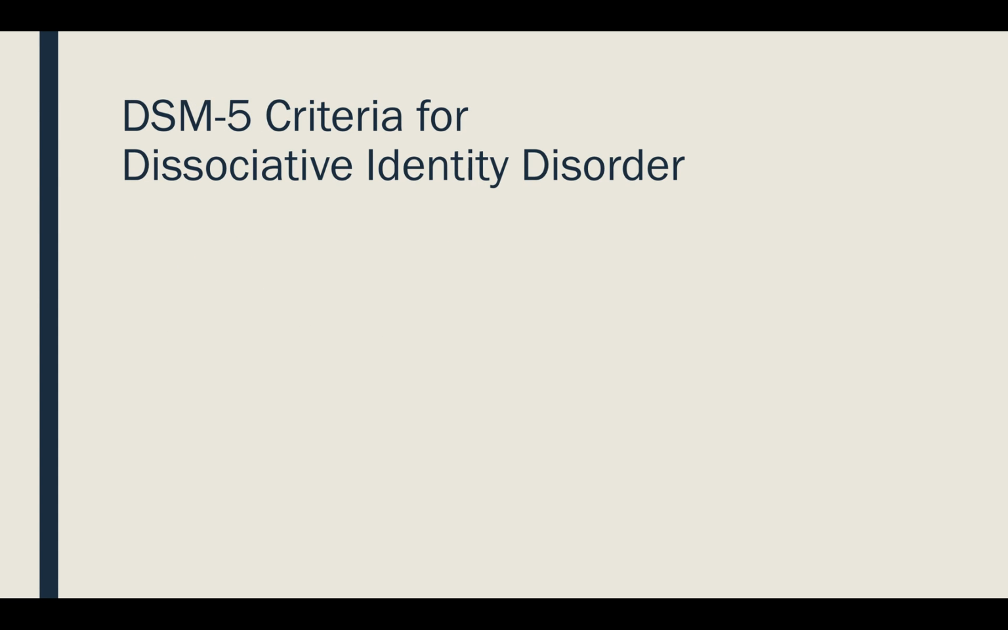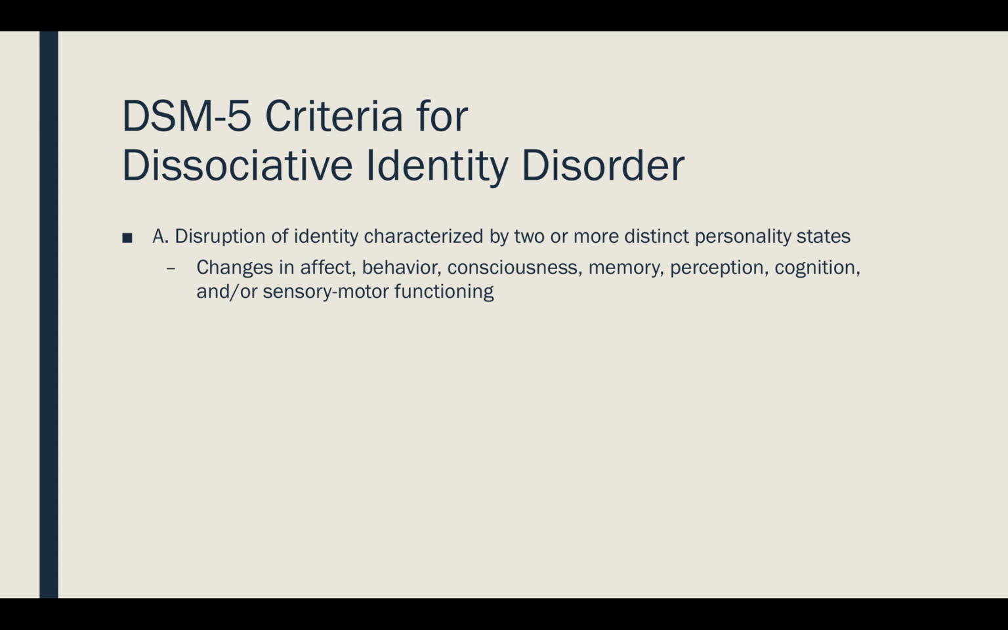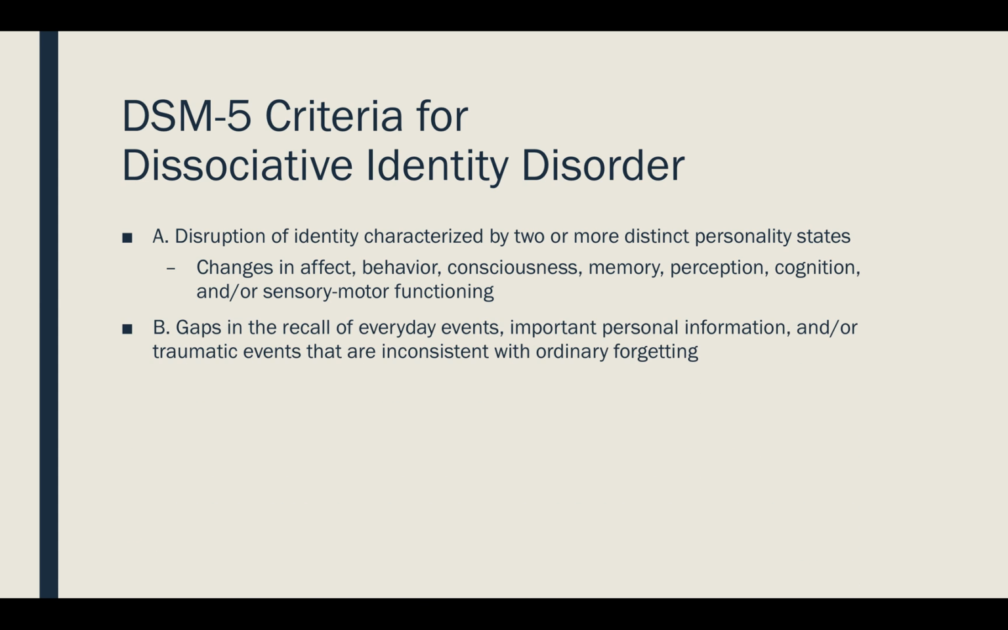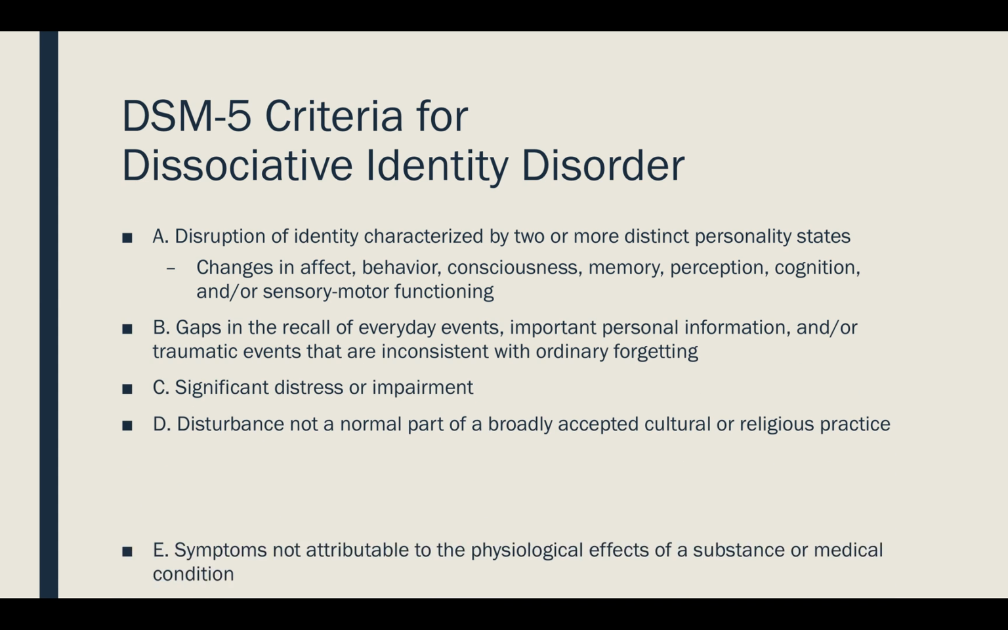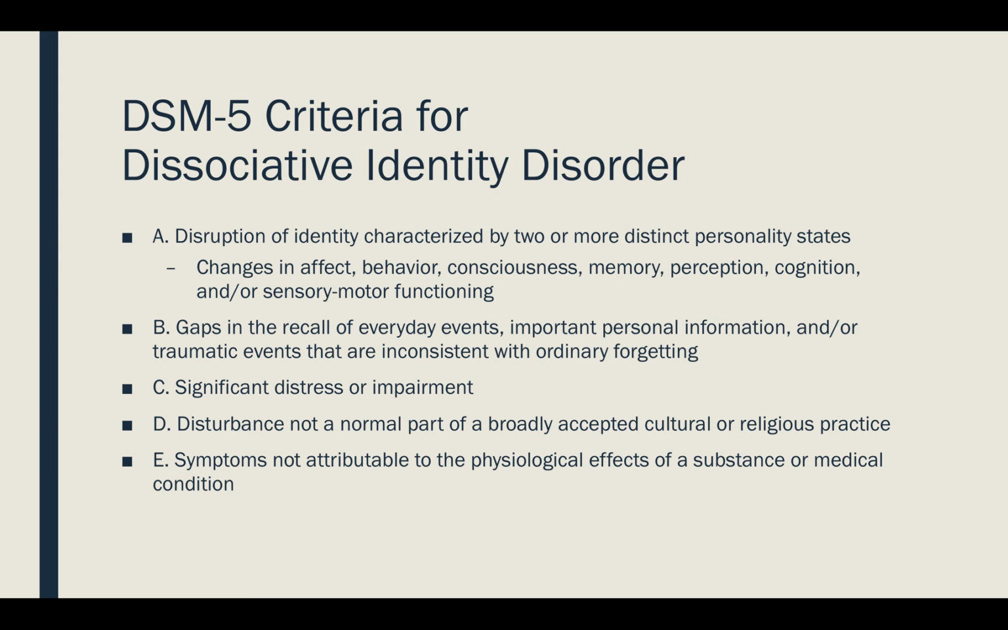So when we're looking at the DSM-5 criteria for DID, it's a very lengthy definition, a lot of things that must be considered when we're looking at this diagnosis. First and foremost, there has to be a disruption of the identity characterized by two or more distinct personality states. So what does that mean? Changes in behavior, affect, consciousness, memory, perception, cognition, sensory-motor functioning, those types of things. So there has to be some type of disruption of identity characterized by those different changes.